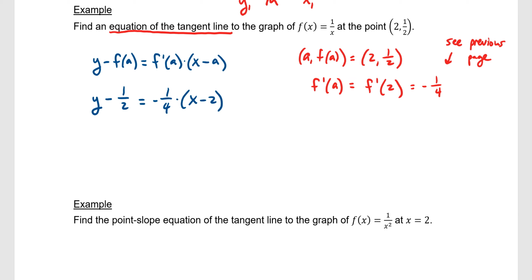Since all it says is find the equation of a tangent line, we don't have to solve this for y and put it in slope-intercept form. We can just leave it in point-slope form, and that's technically fine. That's one form of the equation of the tangent line.